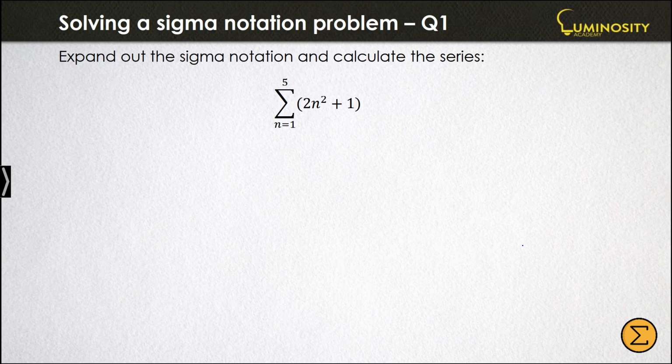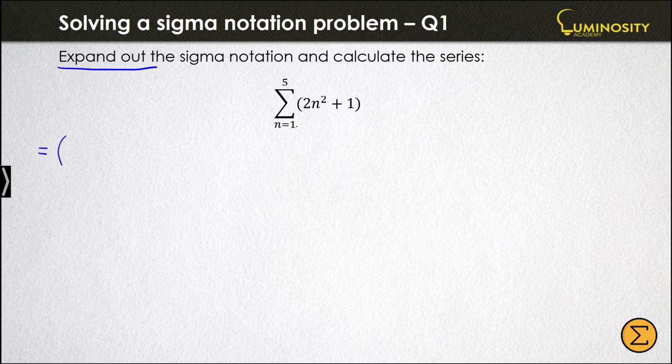Let's have a look at solving a sigma notation problem, question 1. Expand out the sigma notation and calculate the series. So there's two ways we can go about this. Because of the bracket placements, and I know the properties of brackets, I can first expand it out as follows.